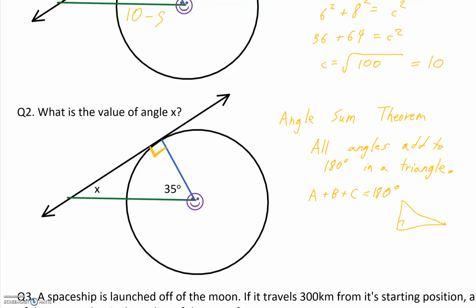So any triangle at all. Oh, actually, let's draw a different shaped triangle. A, B, C. So all the angles inside should add up to 180. So in this case, what I would do is I would go 180 minus 90, because we know that, and minus 35, because we know that, equals x. And then if we actually try that out, it would be 55. So x would be 55 degrees. Okay.